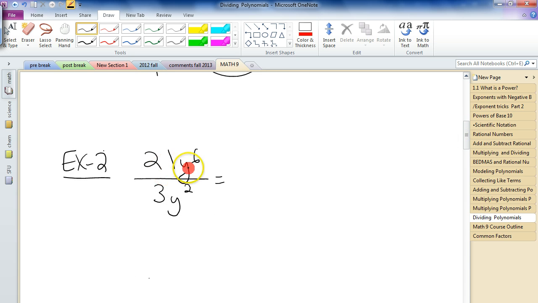What about this? 21y to the 6 divided by 3y squared. Again, if I wanted to, I could have written out 6 y's up here, 2 y's down there, and I could actually break the 21 up into its prime factors and crisscross and all that kind of stuff, but let's just do it this way. We have the numbers, treat them separately from the letters. 21 divided by 3 is 7. And then we're left with y to the 6 divided by y to the power 2. We're dividing, so we subtract these 2 exponents. It's 7y to the power 4. Finished.